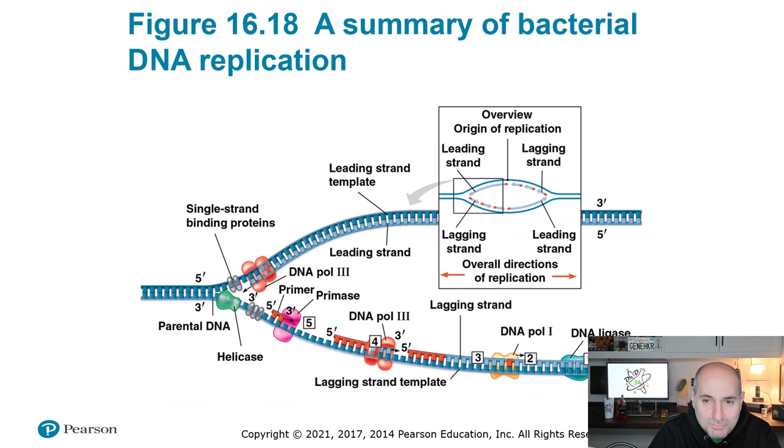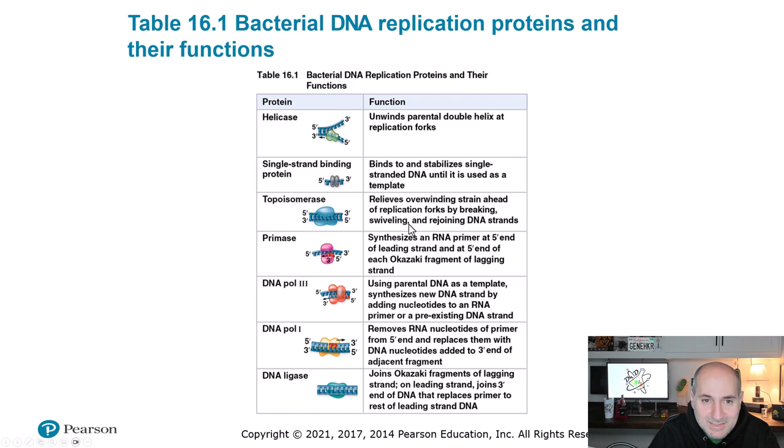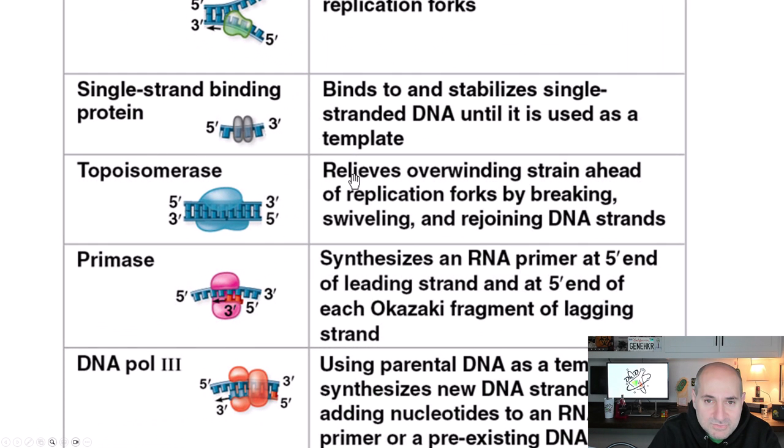So here in your textbook, the way it's stated is that topoisomerase relieves overwinding strain ahead of replication forks by breaking, cutting like a scissor, swiveling, then rejoining the DNA strands. I hope that makes sense. Again, without topoisomerase, the DNA would get all twisted up as you're trying to copy it, and it would be so supercoiled, you couldn't unwind it any further.